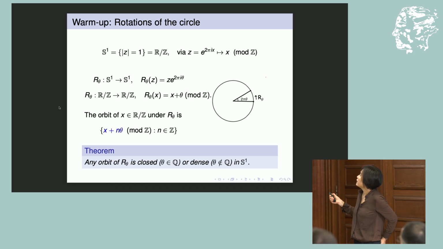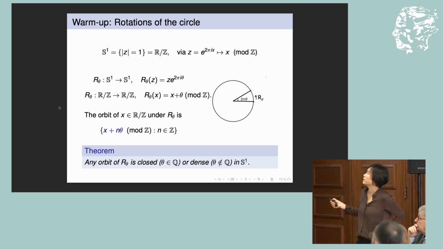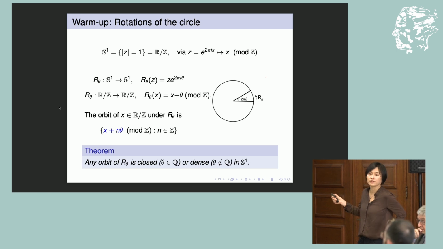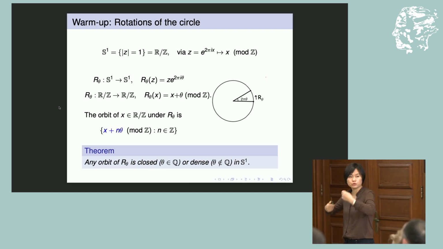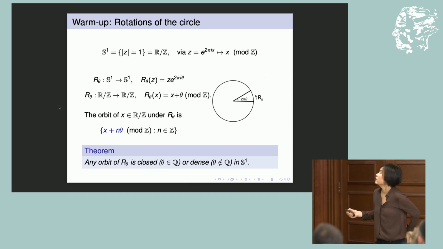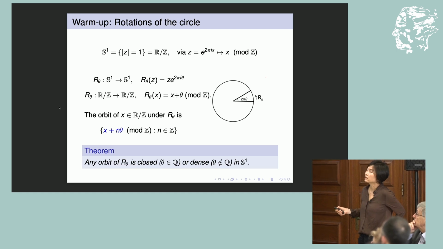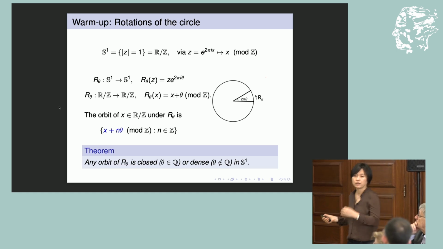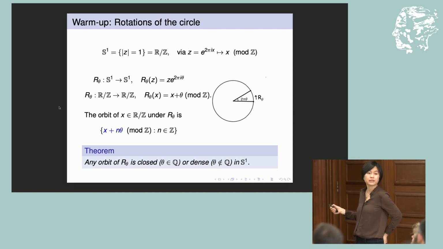And we'll be iterating these rotations. You can imagine she's standing here, and then she's going to start to jump by the angle 2 pi theta. Or in the additive model, she's going to jump by the distance theta. So the orbit of a point x under the iterations of r theta, in the additive model, is simply x plus all the integral multiples of theta, x plus n theta.